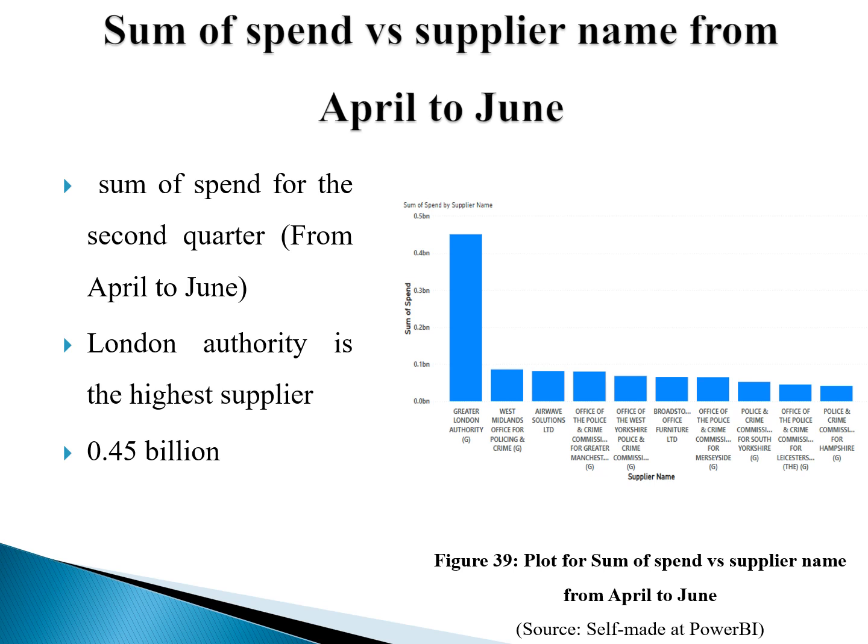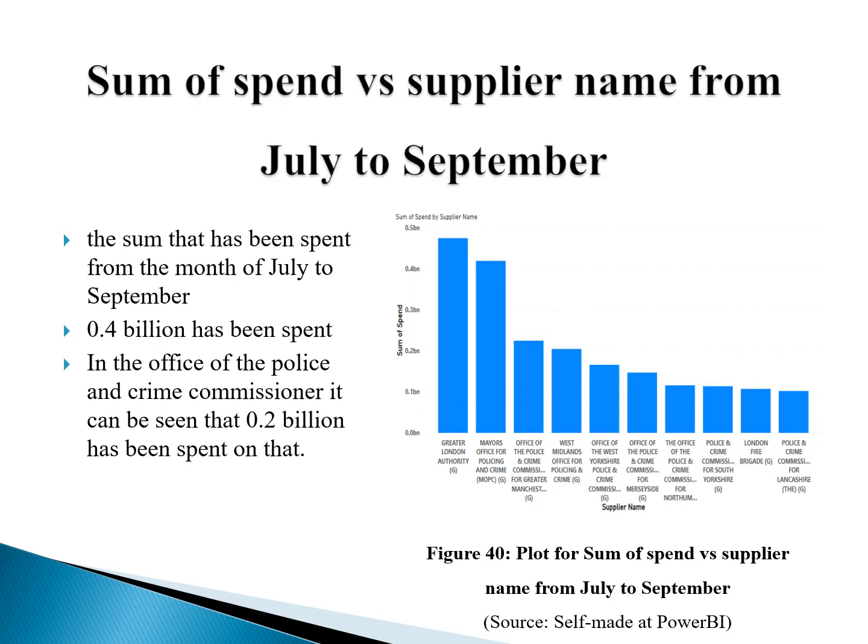Here is the sum of spend versus supplier name from April to June. I can see that the Greater London Authority is the highest supplier, which is almost 0.45 billion. And the sum of spend versus supplier name from July to September: here Greater London Authority is the highest one. The second position is the Mayor's Office for Police and Crime, the Office of the Police and Crime Commissioner, at almost 0.2 billion.